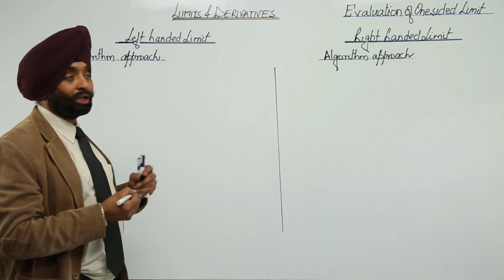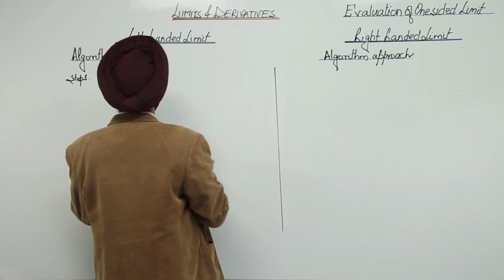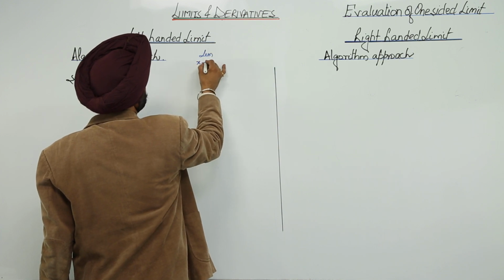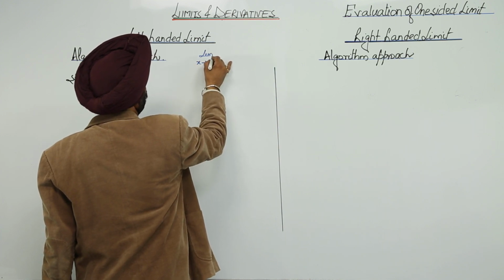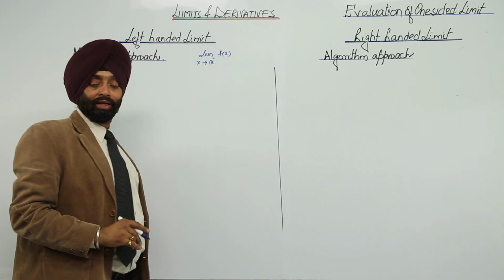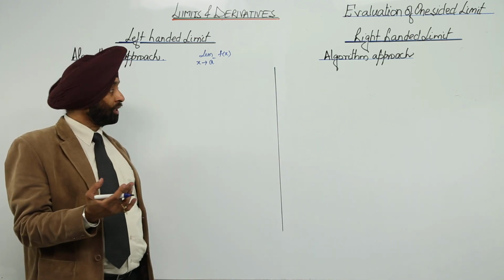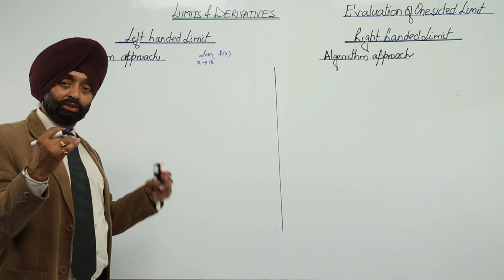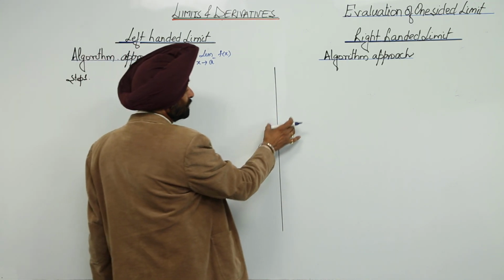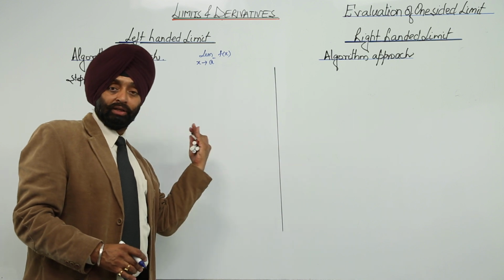Now, left-handed limit. How are we approaching the left-handed limit? We are writing it like this: limit x approaches a, and on a we are writing a negative sign. Don't pronounce it as a minus. So, a negative is the symbol for left-handed limit. Left-handed limit means, suppose this line is the main limit, left-handed means a little bit less than that.